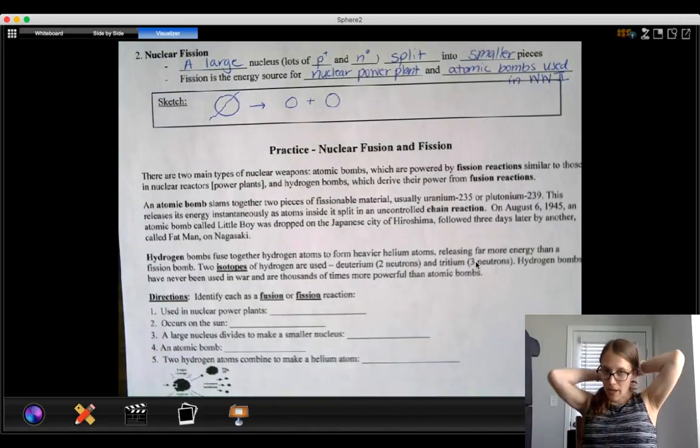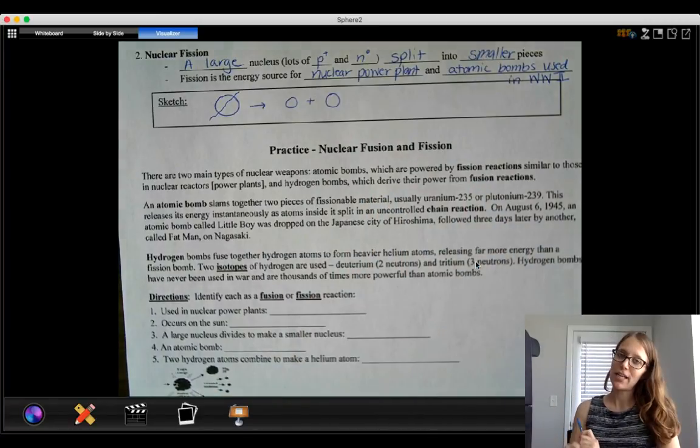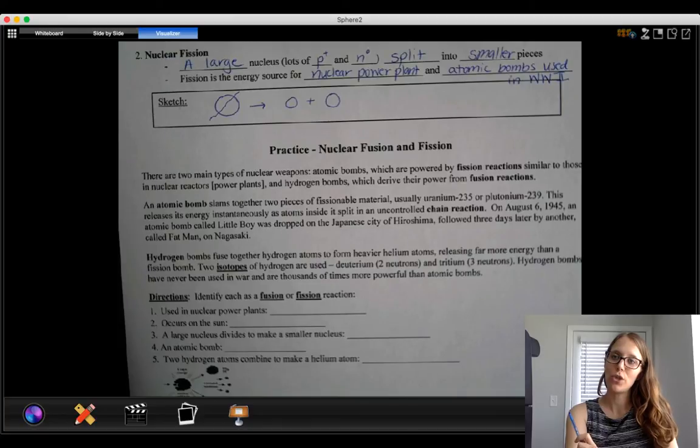Okay. We have a couple of questions down below, so read through the information here. You're going to identify each of these reactions as either fusion or fission.